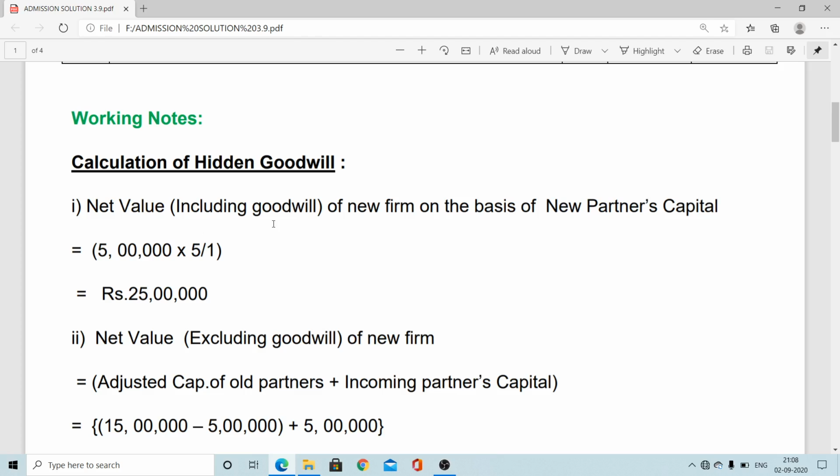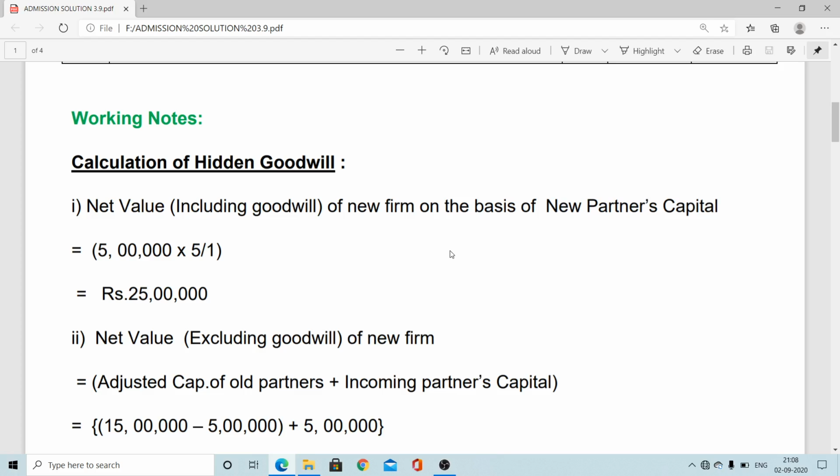Net value including goodwill of the new firm on the basis of the new partner's capital. So new capital on the basis of the new partner's share contribution is coming 25 lakh. For 1/5 share it is 5 lakh, therefore for the whole share it is 5 lakh into 5, 25 lakh.